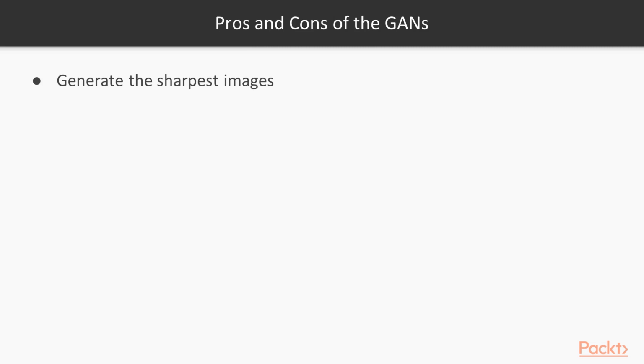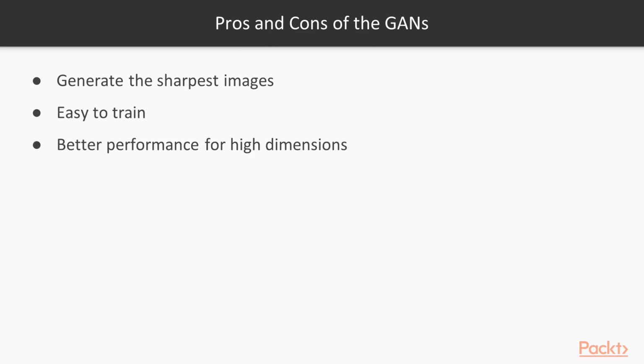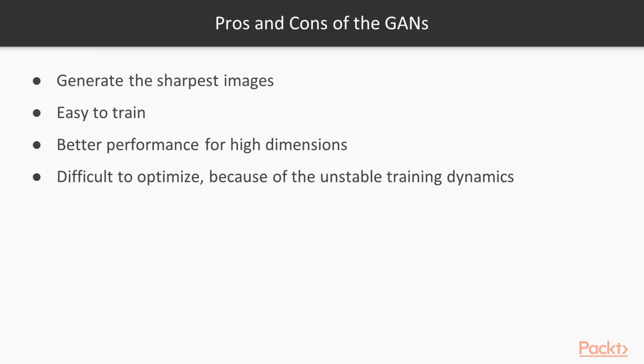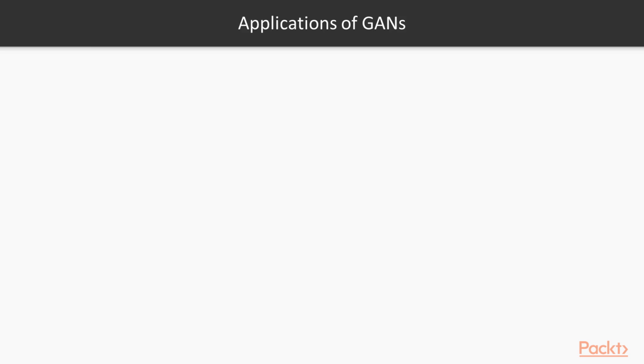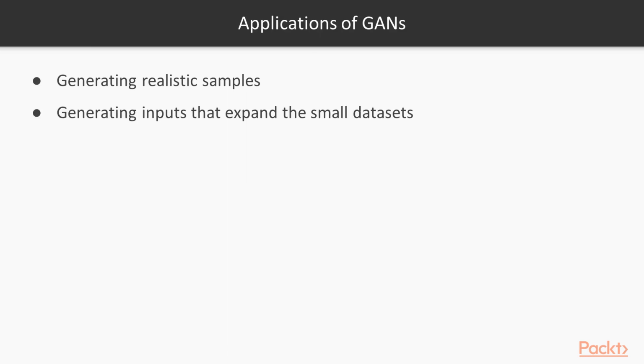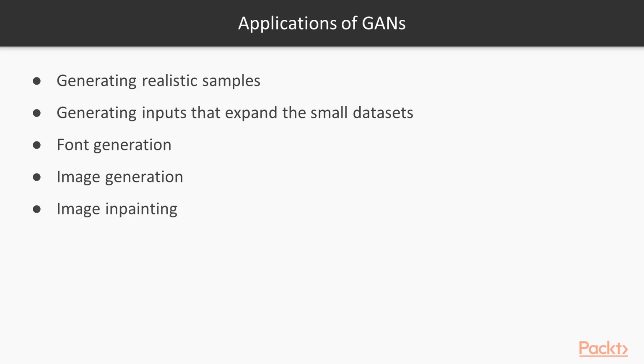GANs generate the sharpest images and are easy to train. GANs have better performance for high dimensions, and they are also difficult to optimize because of the unstable training dynamics. Except for a few situations, GANs cannot be done with inference. The applications of GANs include the following: generating realistic samples like artwork, generating inputs that expand the small data sets, font generation, image imprinting, super resolution, and the list goes on and on.